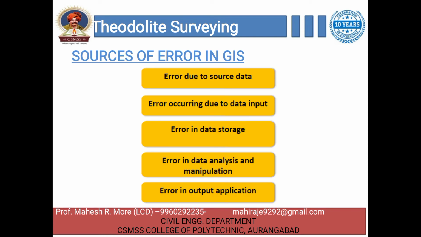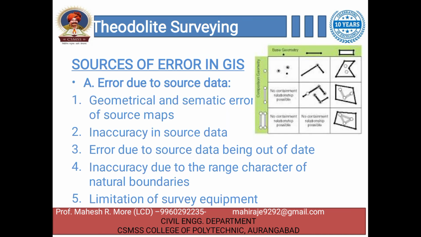Sources of error in GIS. Error due to source data. The first error is geometrical and cartographic error of source maps. Next is inaccuracy in source data. Next is error due to source data being out of date. Next is inaccuracy due to the vague character of natural boundaries. And last is limitation of survey equipment.